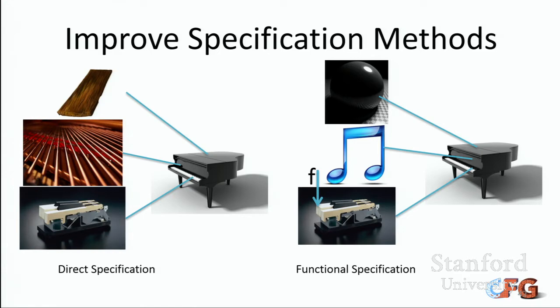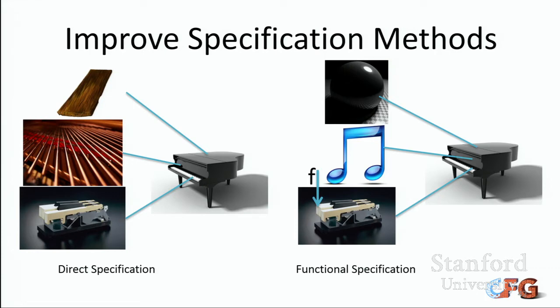Let's say I would like to 3D print a piano. If I would like to directly specify it, I'm just going to say that the top of the piano is made from this particular type of wood. The strings are made from this type of copper. The keys are made from this type of plastic. So that's direct specification. Functional specification works slightly different.